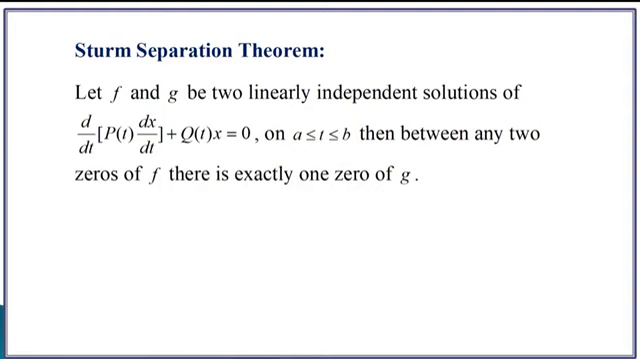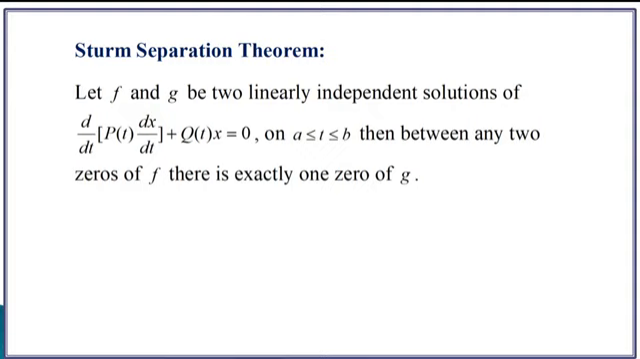Now next, see 2 or 3 more important theorems so that we can understand more about the properties of self-adjoint equations and why this theory is important. In the next slide we see an important theorem, the Sturm separation theorem. What does it state? Let f and g be two linearly independent solutions. Till now we have talked about how two solutions become linearly dependent, and if two solutions of a self-adjoint equation are linearly dependent, what conclusion can we make?